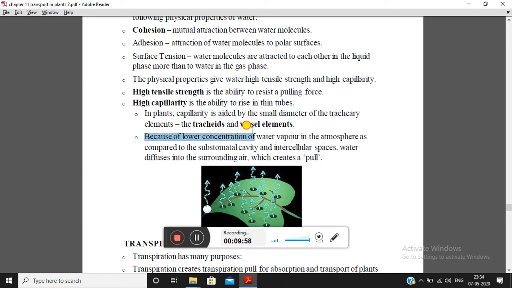Now, because of the low concentration of water vapor in the atmosphere as compared to the substomatal cavity and intercellular spaces, water can easily diffuse into the surrounding air, and as a result this pull can be created, because outside in the atmosphere the amount of water is less, and inside the stomatal cavity the amount of water is more. As a result, there will be a concentration gradient which leads to a higher rate of transpiration, and this leads to the creation of a pull so that water can ascend in a proper way.